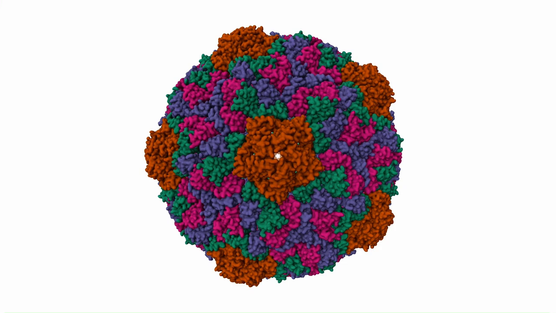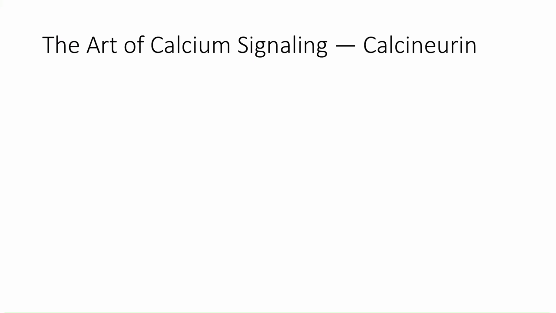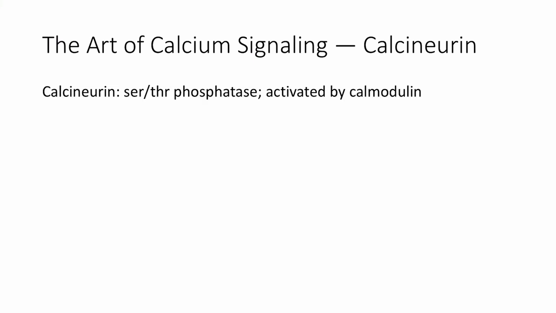Okay, this is the ARC capsid. And now, let's focus on calcineurin. Just like CAM kinase, calcineurin is activated by calmodulin. Calcineurin is a serine-threonine phosphatase. It opposes the action of CAM kinase.